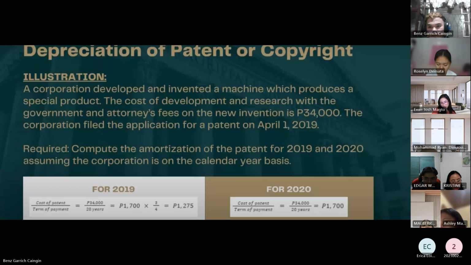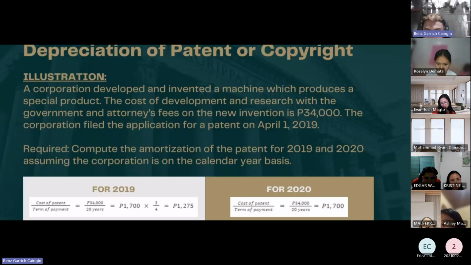The corporation is on the calendar year basis. This is how we will compute it. For 2019, we will be dividing the cost of rent by its term of payment. So it will be 34,000 pesos divided by 20 years, which is then 1,700 pesos. Now we will be multiplying 1,700 pesos by 3/4.